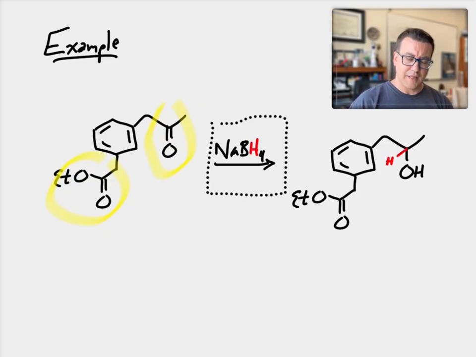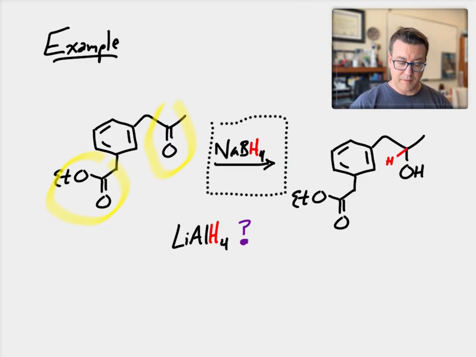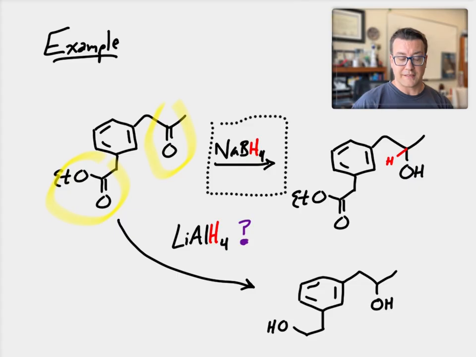What if you used lithium borohydride? So think about that for a moment. What would happen? Well, you would reduce the ketone as you did before, but you'd also reduce the ester, and you'd reduce the ester all the way to the primary alcohol.